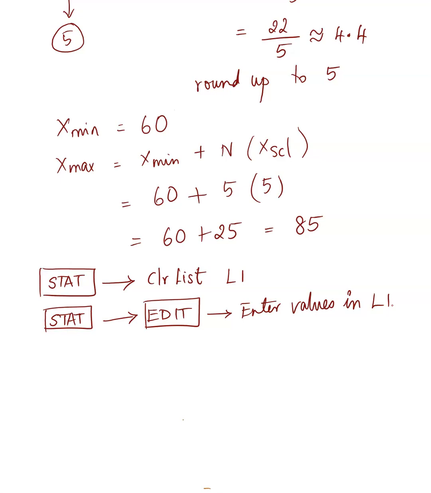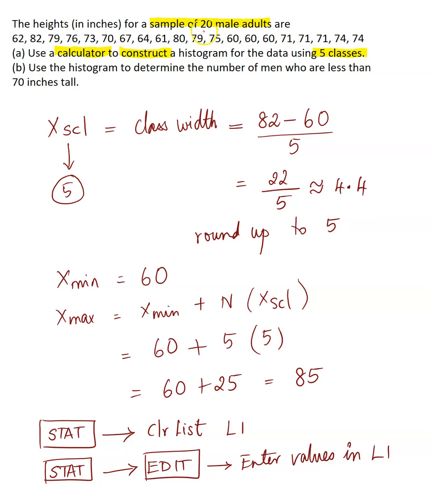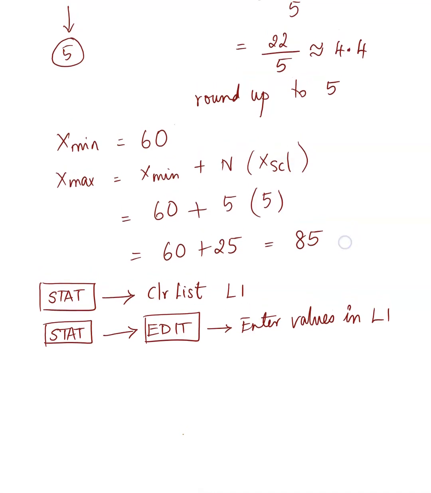Again, make sure that you have all the values entered correctly. You should have how many? For that, we have to go back to the question, and you see there was a sample of 20 male adults. So you should have 20 entries, and we have 20 of them here. So make sure that you got them all.